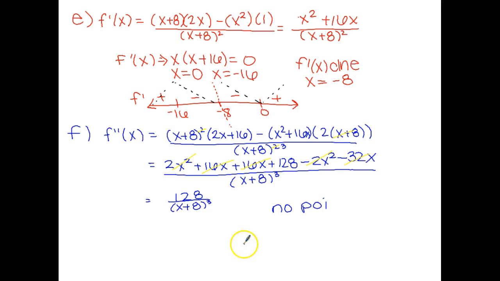Now, here's the problem. You have to know if it's concave up or concave down around -8. Because of the DNE, this is still going to potentially be a sign change. So if you plug in 0, because we like 0 and 0 is easy, 0 plus 8 is 8, 8 cubed is positive, positive, positive. You plug in something bigger than -8, let's say -10. -10 plus 8 is -2. A negative cubed is negative.